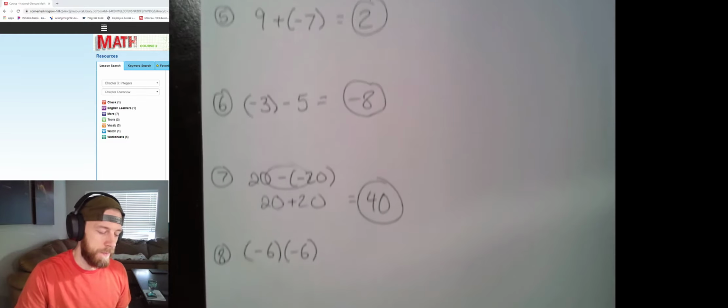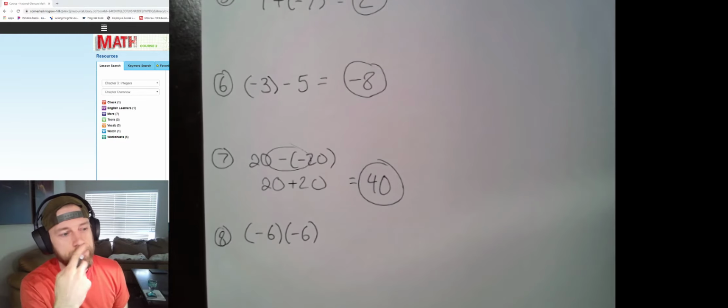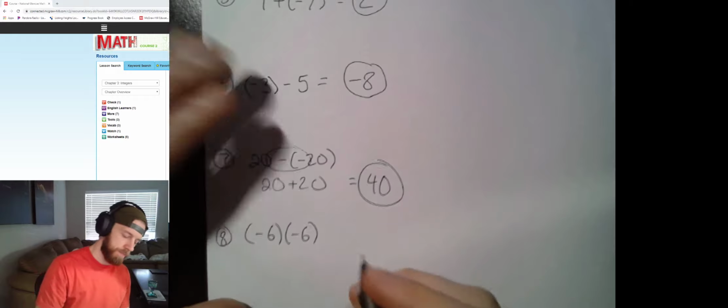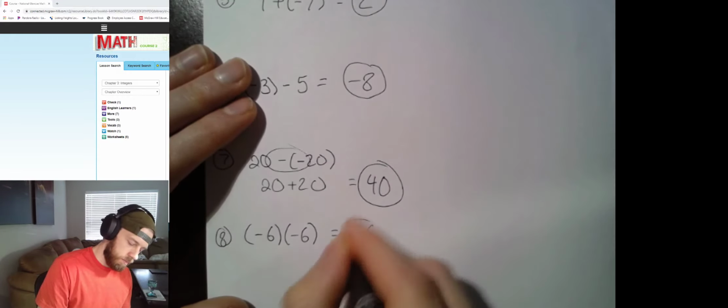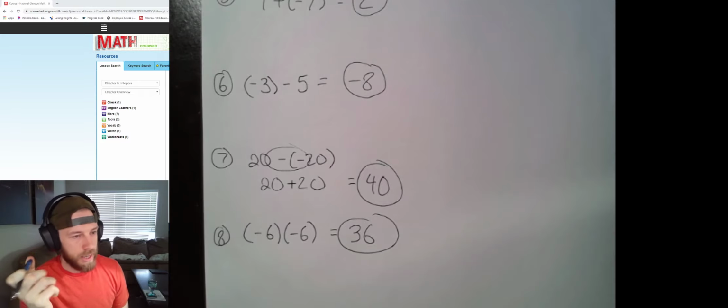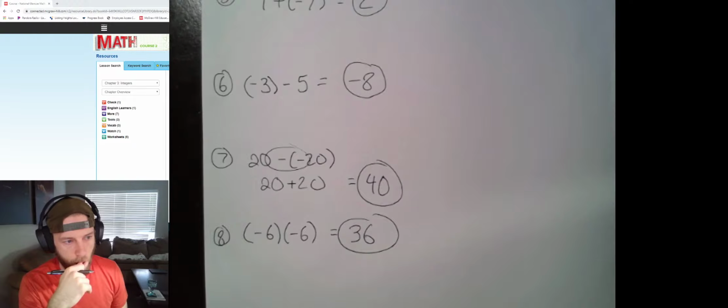Number 8. -6 times -6. Negative times a negative. Answer is going to come out positive. 6 times 6 is... again, these problems are kind of quick. It's just about kind of remembering your rules.